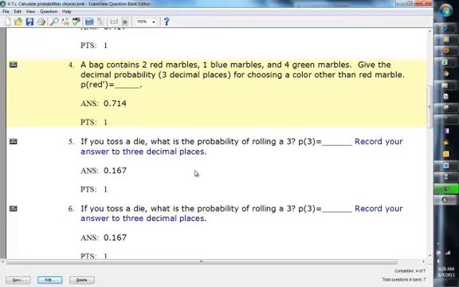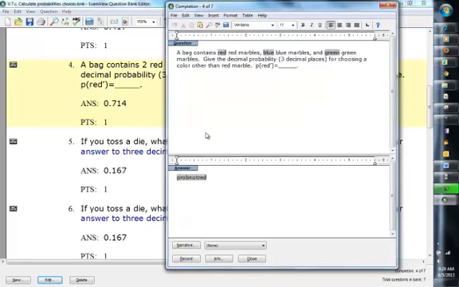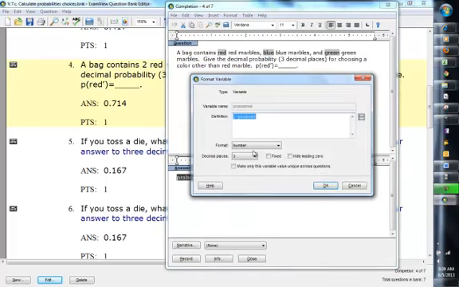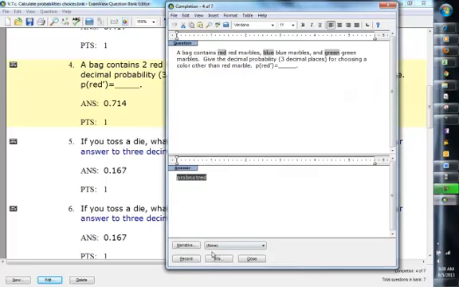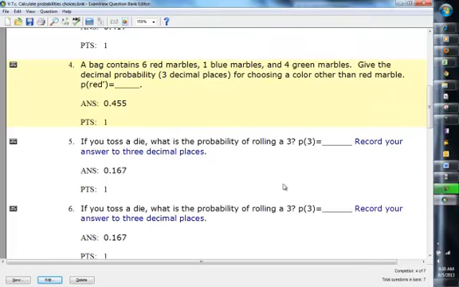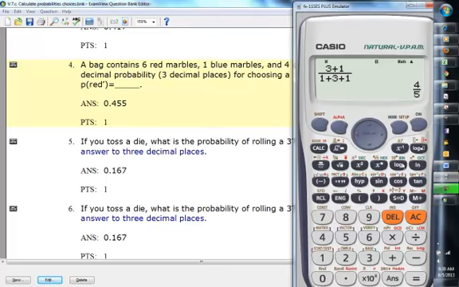If you toss a die, what's the probability of rolling a 3? Well, there's one way to get a 3, and there's 6 ways to roll the die. So it would be 1 over 6, which would be 0.1666 or 0.167.